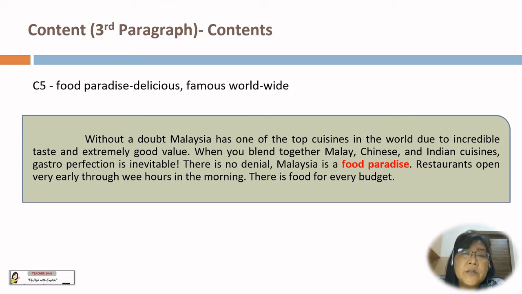For content 5, it is for food paradise. You can write delicious, famous, worldwide. Without a doubt, Malaysia has one of the top cuisines in the world due to incredible taste and extremely good value. When you blend together Malay, Chinese, and Indian cuisines, gastro perfection is inevitable. There is no denial, Malaysia is a food paradise. Restaurants open very early through wee hours in the morning. There is food for every budget.